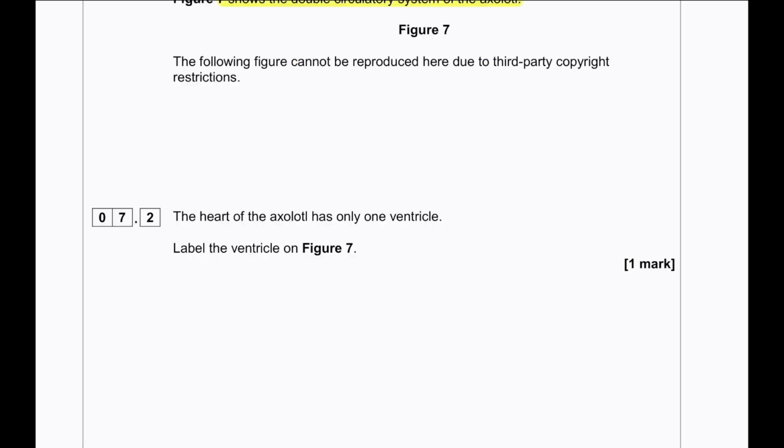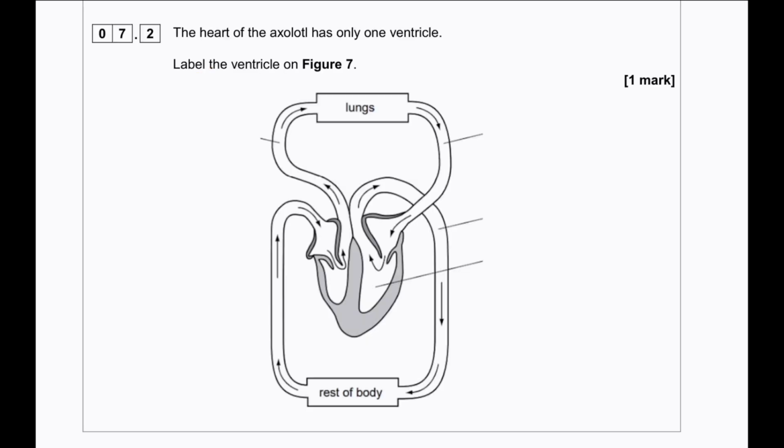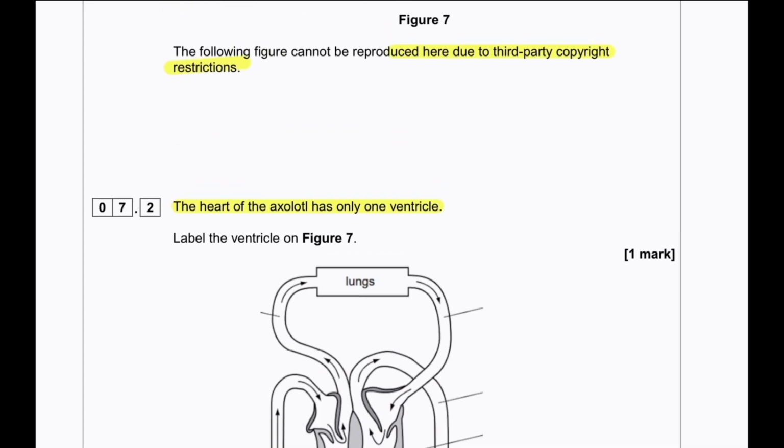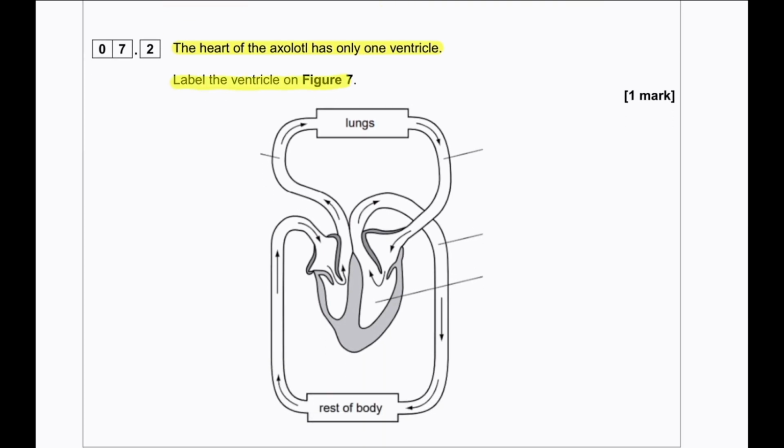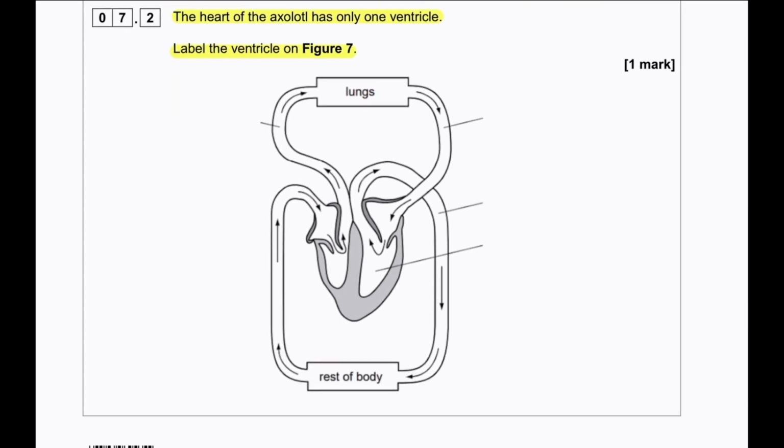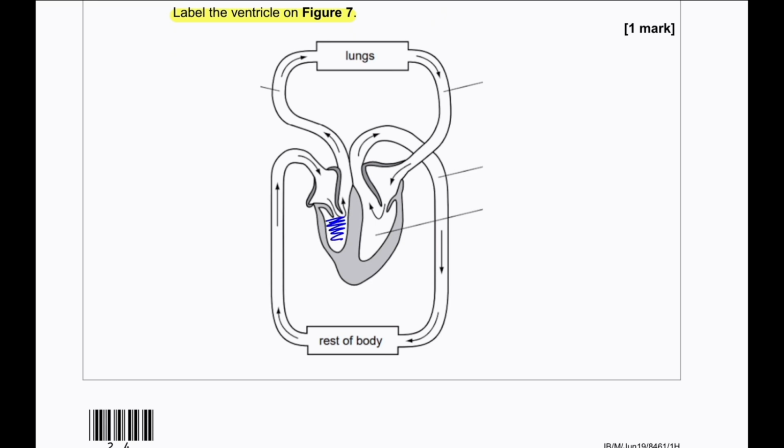The diagram is not represented because of third-party copyright restrictions. However, I'll give you a picture. The heart of the axolotl has only one ventricle. However, in this particular image, we are not showing the heart of the axolotl. We are showing the heart of a human because the original picture was removed due to third-party copyright restrictions, so we cannot use that image. The question asks us to label the ventricle on figure 7. So we can label the ventricle on this figure, where this part is the ventricle.